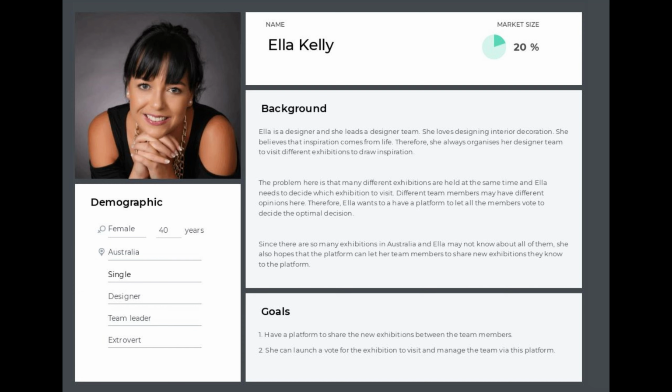Then let's talk about another persona, Ella. As a designer team's leader, Ella likes to organize team activities, for example, visiting the exhibition together. She hopes there is an application enabling her team members to share new exhibitions among the group. Also, this application allows her, the group manager, to create a group poll to decide the location of the next team event. The group functionality of Goll meets these needs for Ella.